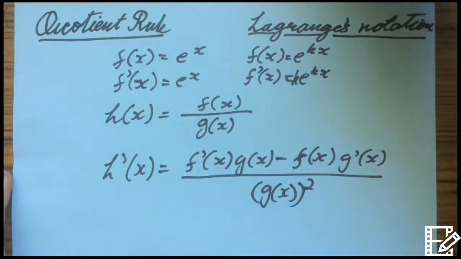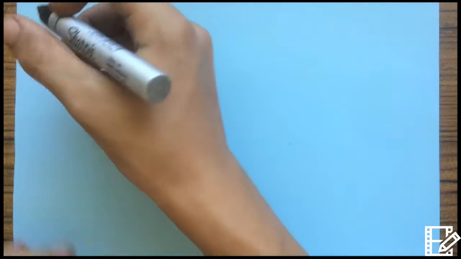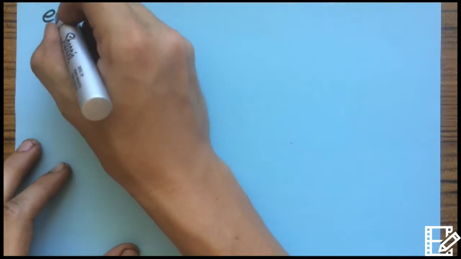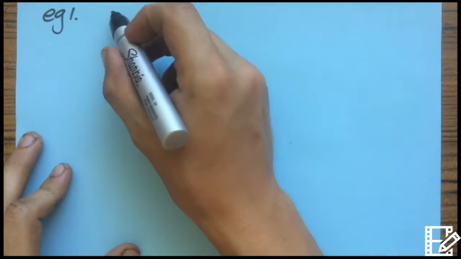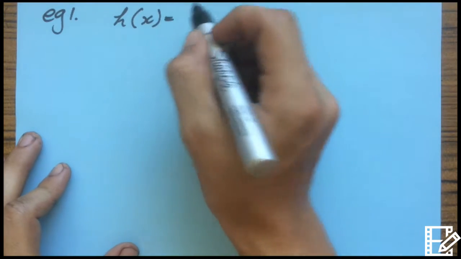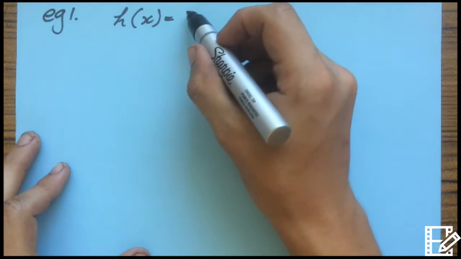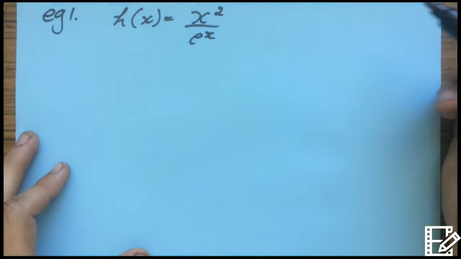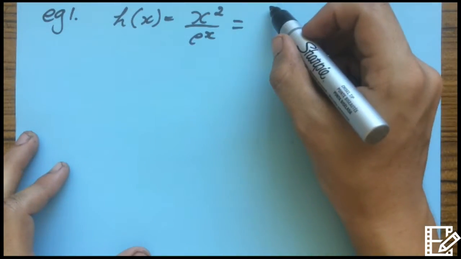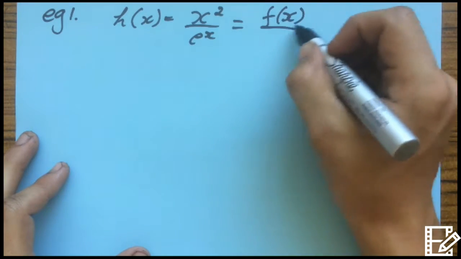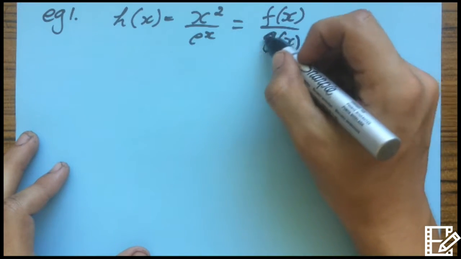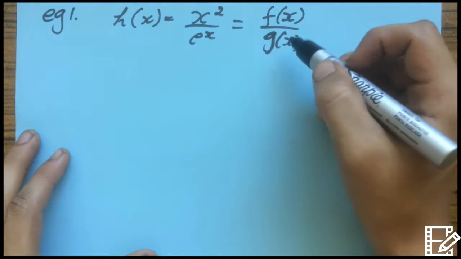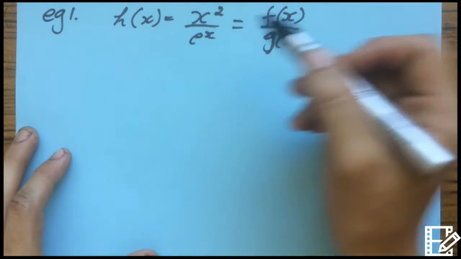On that note, let's start an example. So, example 1, let's say h(x) equals x squared over e^x. If it was a function over a function, which it is, then we would follow the quotient rule. So f(x) over g(x), x squared over e^x.